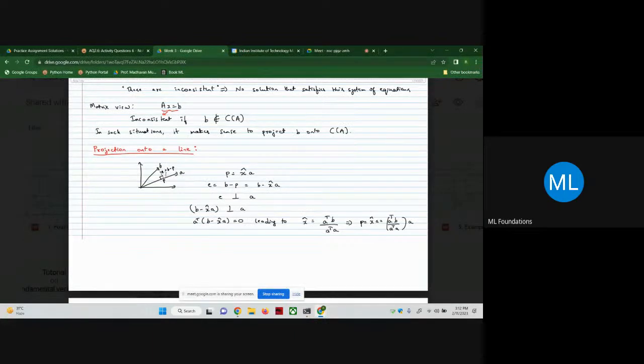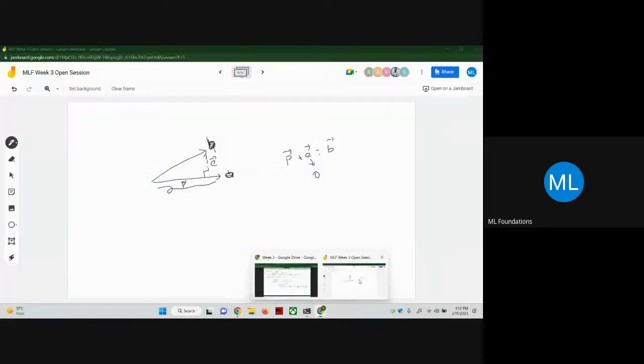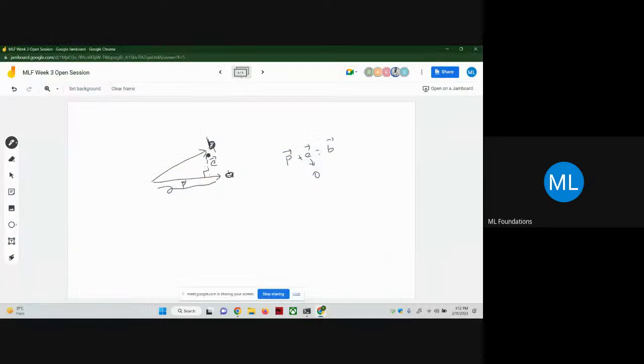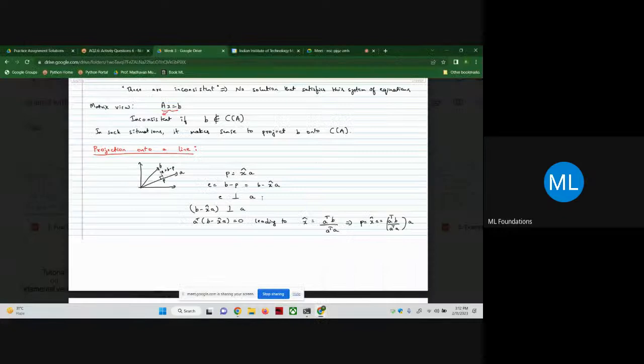Since this is the orthogonal projection, the angle is 90 degrees: E is perpendicular to A. So if we take the dot product, that is A transpose times (B minus x cap A), it should be equal to 0. This will give you x cap, the projected component, which is equal to A transpose B divided by A transpose A.